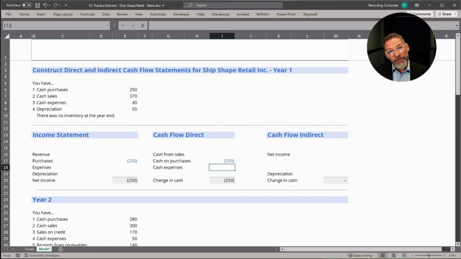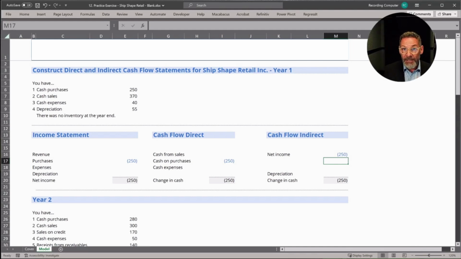Now, our indirect method, what we do is we start always with net income, and then we make adjustments for what we call non-cash items. And one of those is depreciation. So what I'm going to do is I'm just going to link net income in here. And you can see that after that first transaction, there's no difference right now between the income statement and the cash flow, and that's because all of our expenses are in cash.